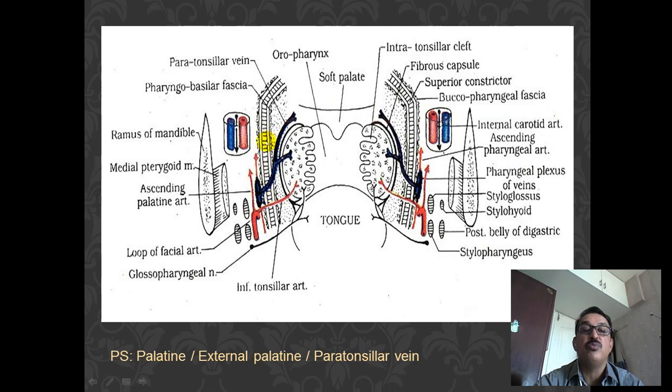Then you can see the two fascia. This is the carotid sheath and condensed mandible, medial pterygoid. And the glossopharyngeal nerve is shown here. And you can see here the styloglossus, the stylopharyngeus, posterior belly of digastric, and stylohyoid.